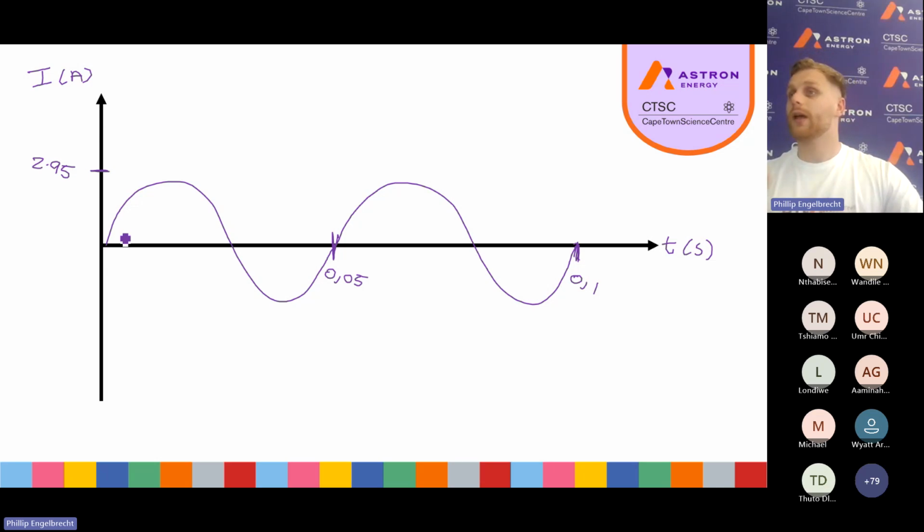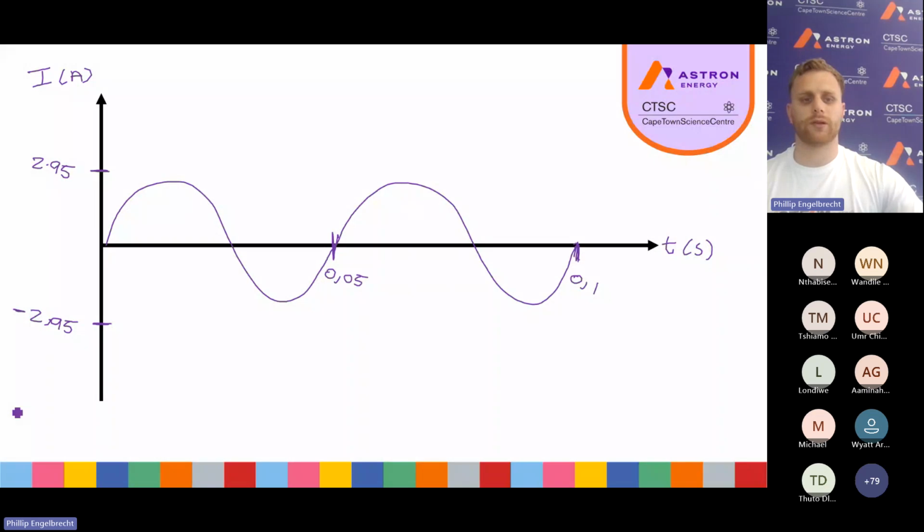That's what we calculated. But because this is alternating current, we have a maximum and we also have a maximum in the opposite direction. Okay, there we go. And this is a negative. So it fluctuates between 2.95 amps in the positive and in the negative direction.